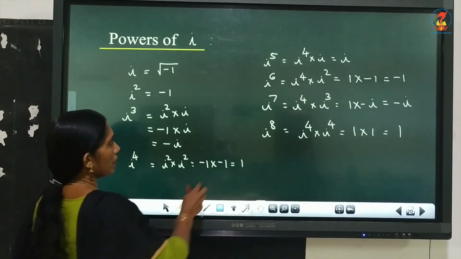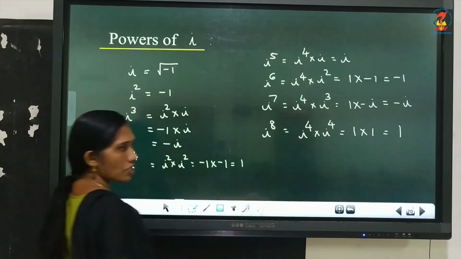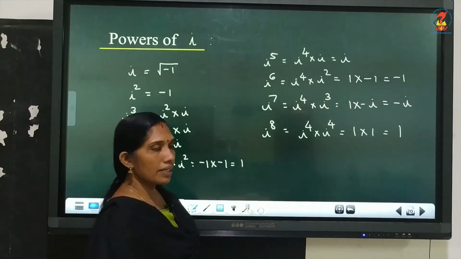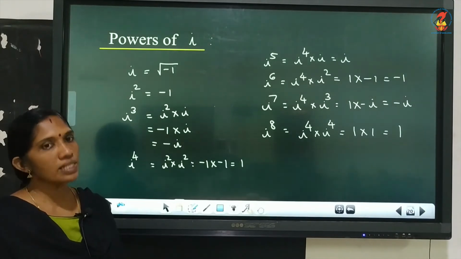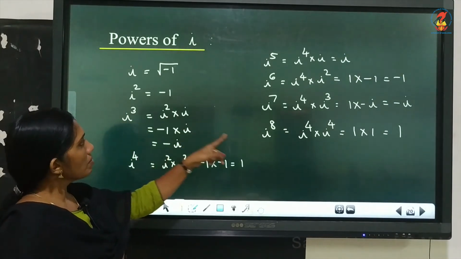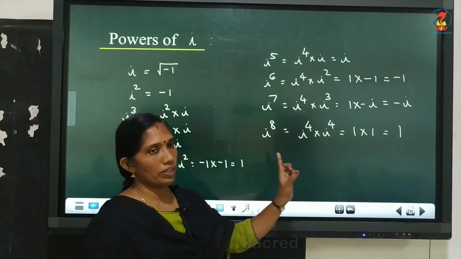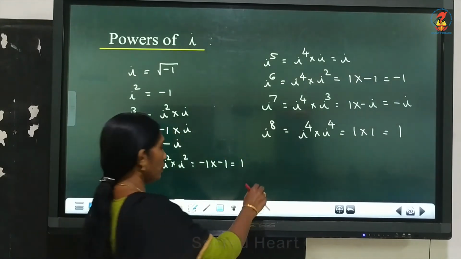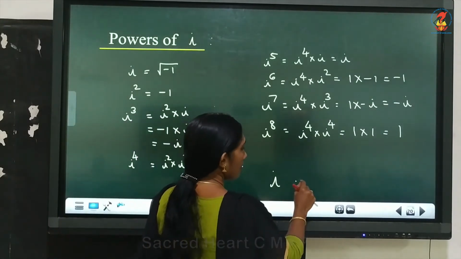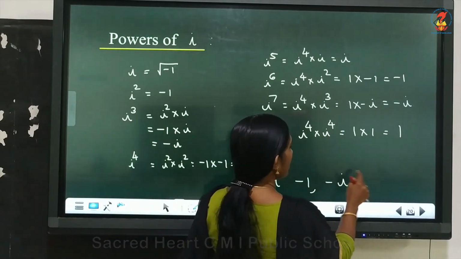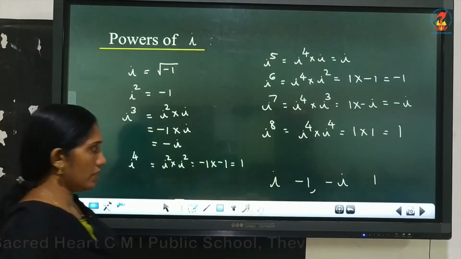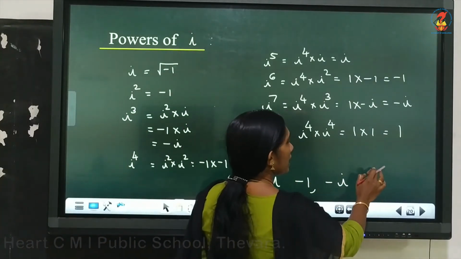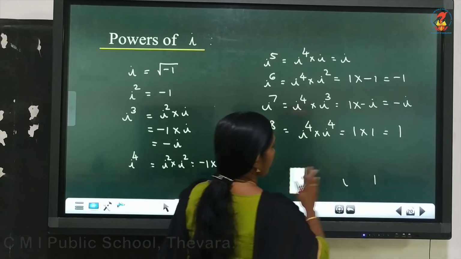So the fourth power. Like that, when i raised to 9, i raised to 9 is i raised to 8 into i. So i raised to 9 is i itself. i raised to 10 becomes i raised to 8 into i square, so it is minus 1. So the order is like this: i, then minus 1, then minus i, then 1. Then again it repeats like that. So the fourth power gives the value 1.